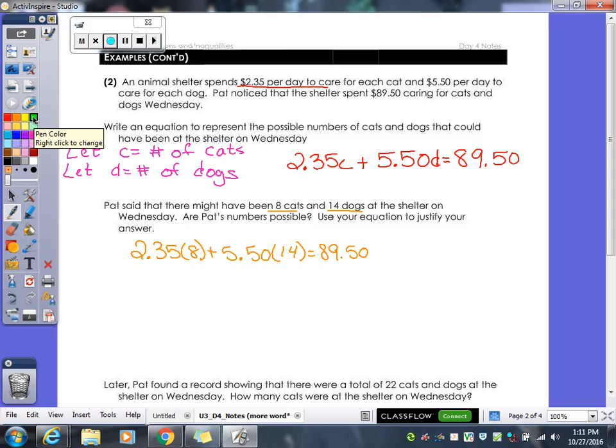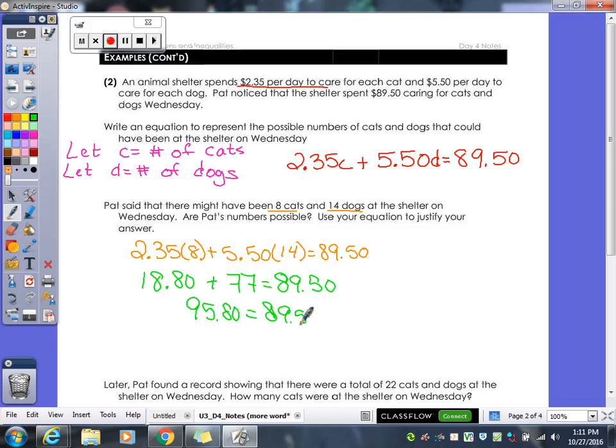Use a calculator. Multiply it out. What is it? 20. No, it doesn't work. Oh, 18.8. For some reason, I was registering 81 in my head. I'm like, that's not right. That's too many. 18.8. All right, 550 times 14. That's 77. 77 plus 18.80 is 95.80. Is that the same? Doesn't work. Not as true. 89.50? No.